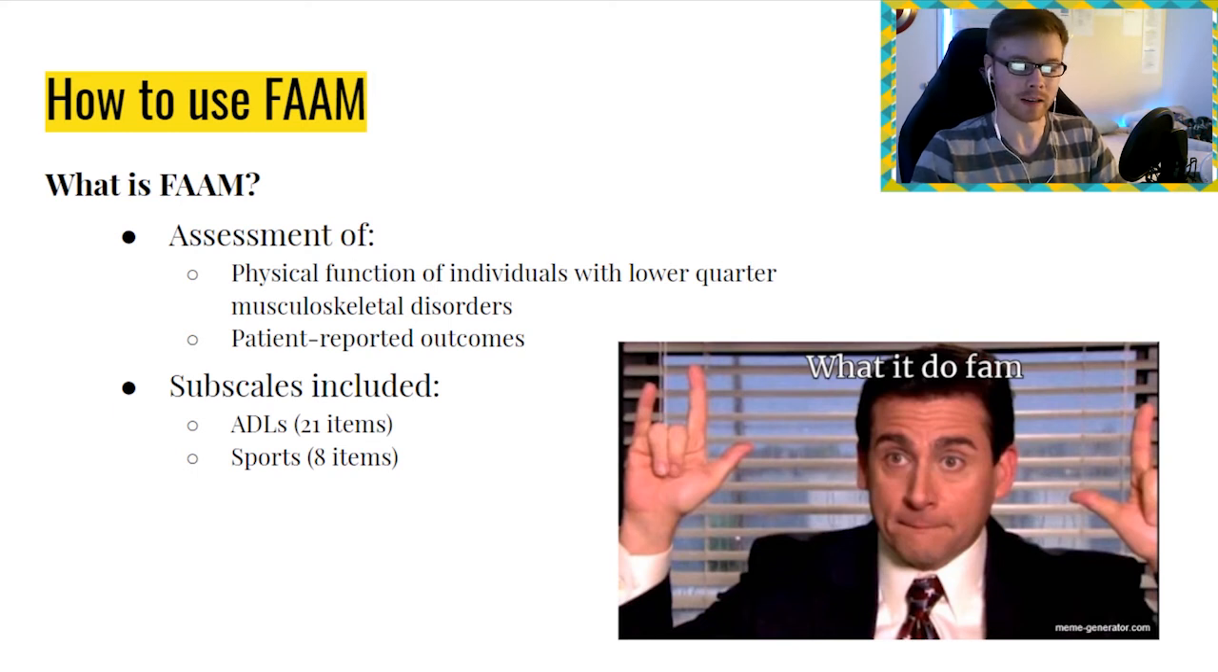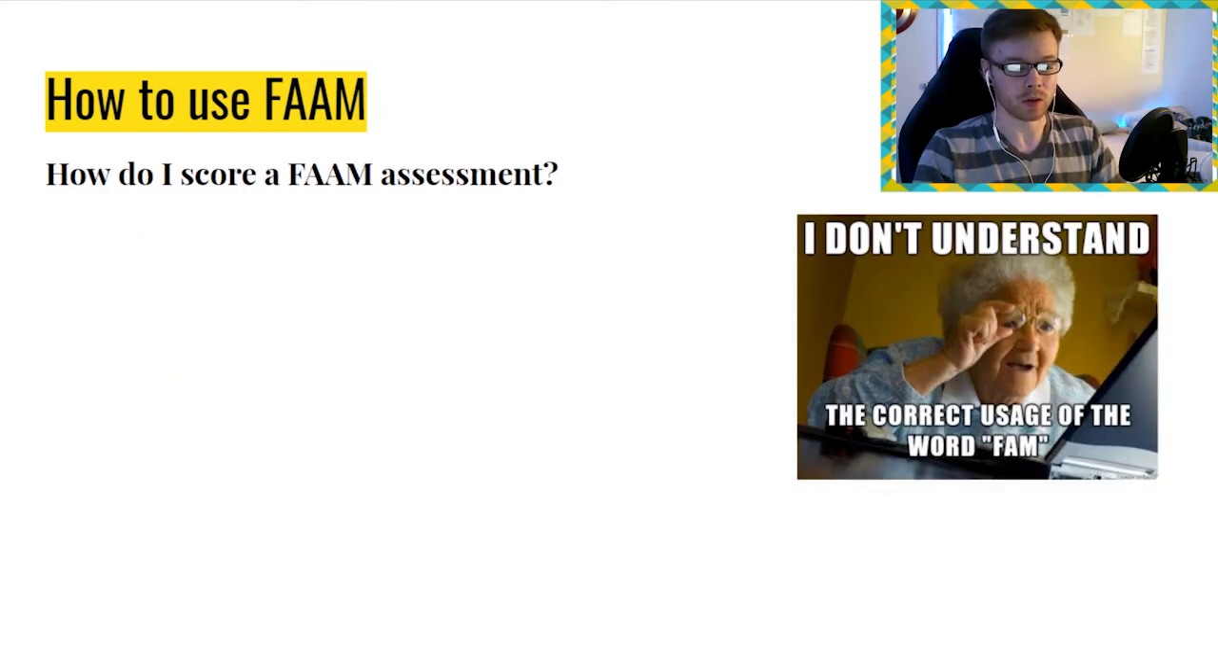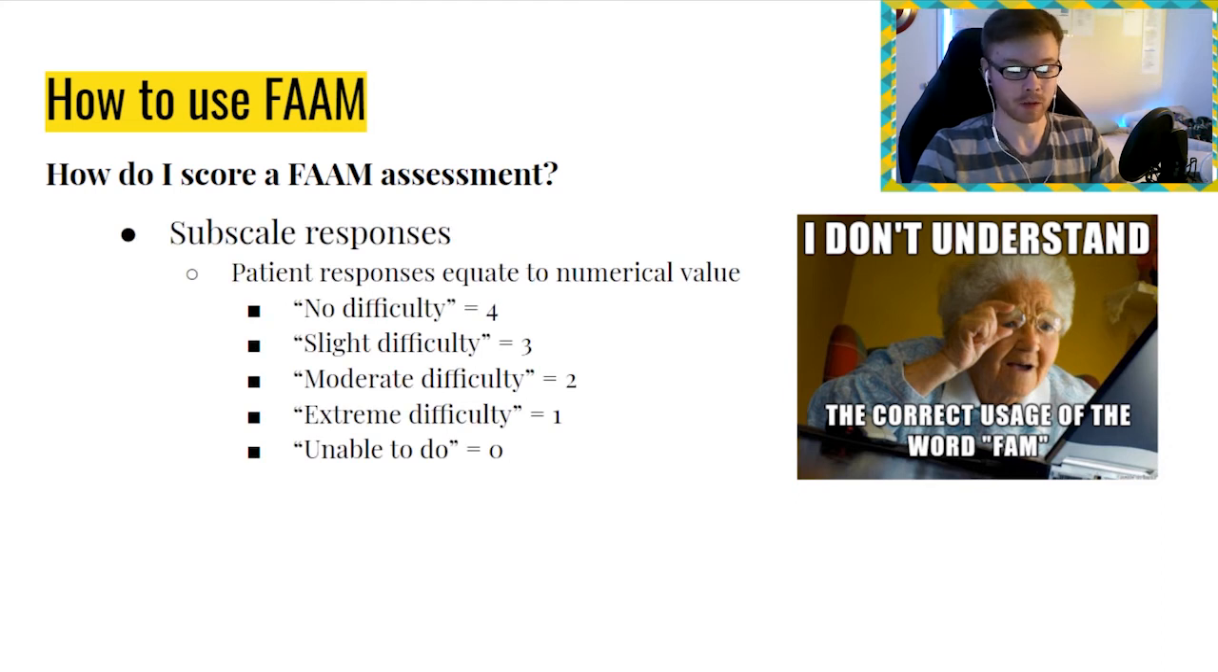And of course, we can see here that this outcome measure focuses mostly on activity limitations and participation restrictions according to the ICF model. So how do we score a FAAM assessment? Well, the questions asked in each subscale set can only be answered in one of 5 different ways: either no difficulty, slight difficulty, moderate difficulty, extreme difficulty, or unable to do. Each of these responses are then equated to a numerical value from 0 to 4, 4 being the least difficult and 0 being the most difficult.